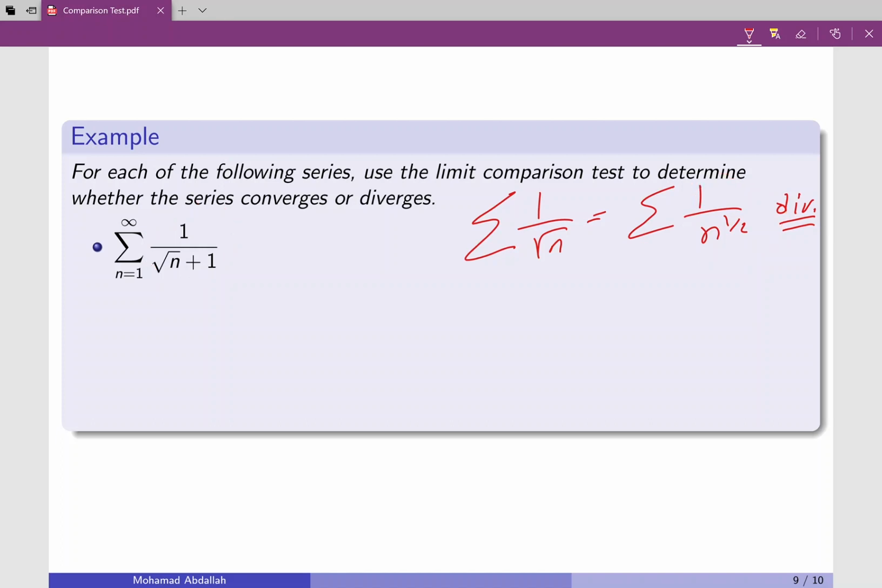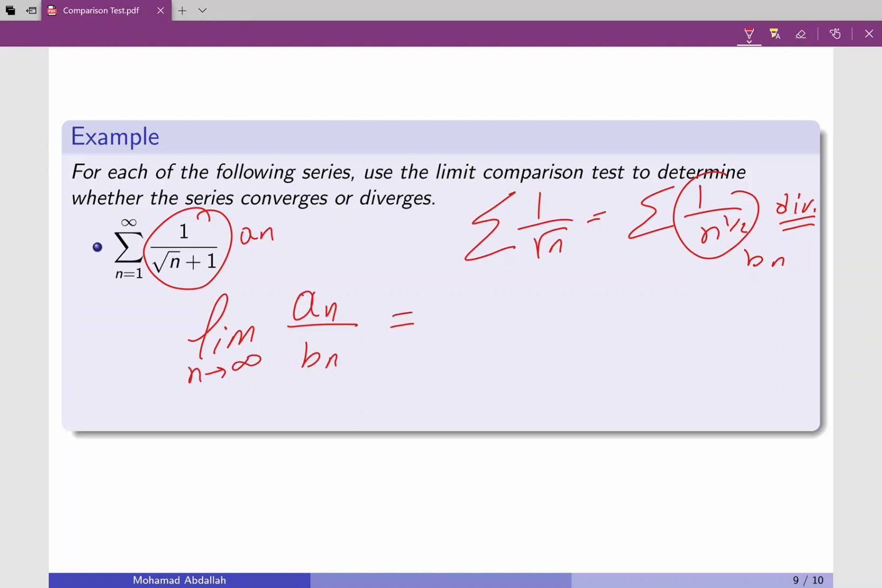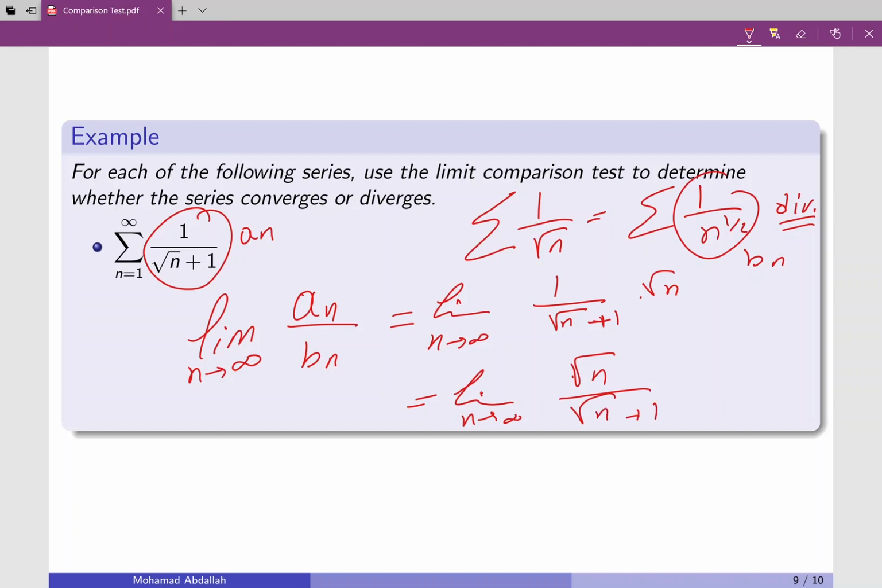Okay, so what do we do in this case? We can use the limit comparison test. So this is an and this is bn. I take the limit of an over bn. It doesn't matter if you put bn on the top, if you switch the roles, it doesn't matter. So that's the limit when n goes to infinity. an is 1 over radical n plus 1, and divided by bn means multiplied by radical n. So that's the limit when n goes to infinity of radical n over radical n plus 1.